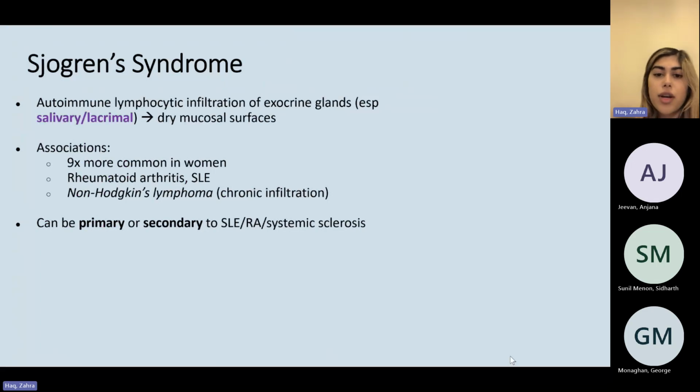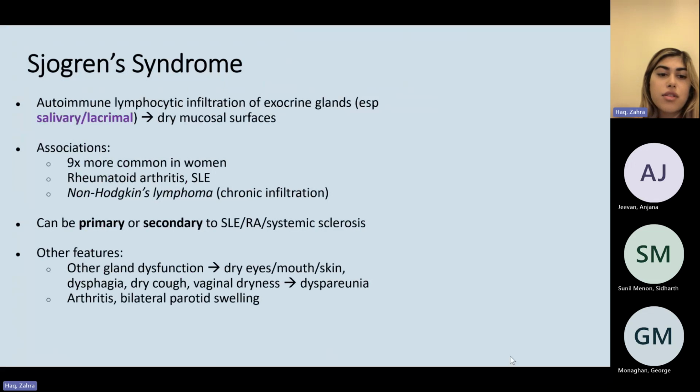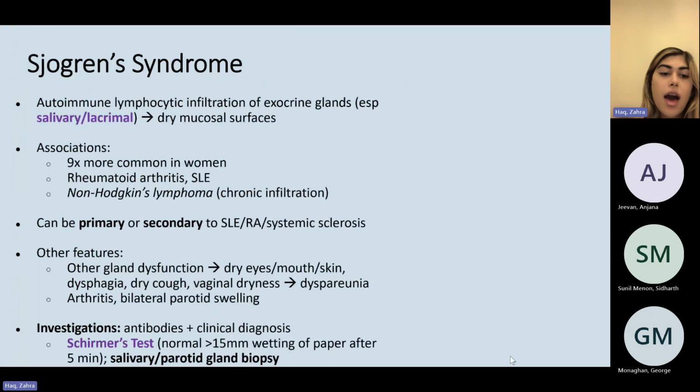It can be primary or secondary, and other features. So we can get gland dysfunction, gland swelling, dry eyes, dry mouth, dry skin. So any mucosal surface that would need lubrication. Because of this, we can get dysphagia, dry cough, vaginal dryness, arthritis, bilateral parotid swelling.